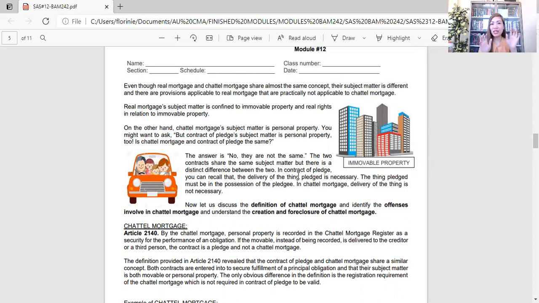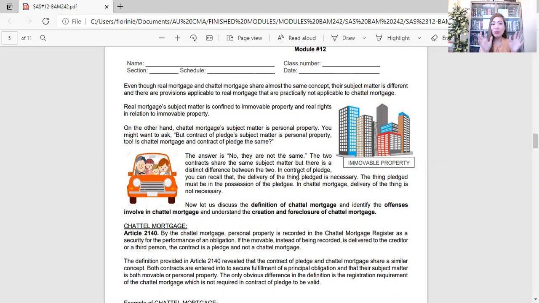Naalala niyo, si pledge, kailangan yung possession ng thing pledged, he must deliver the thing pledged to the creditor. Yung chattel mortgage, you need not deliver the thing. Hindi mo kailangan i-deliver yung thing. Yun yung pagkakaiba ng dalawa. Again, pledge, chattel mortgage, parehong movable yung thing na involved. Anong pagkakaiba ng dalawa? Kung pareho naman pala sila nagsisecure ng principal obligation.